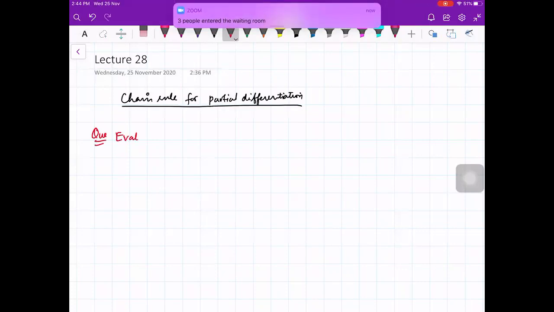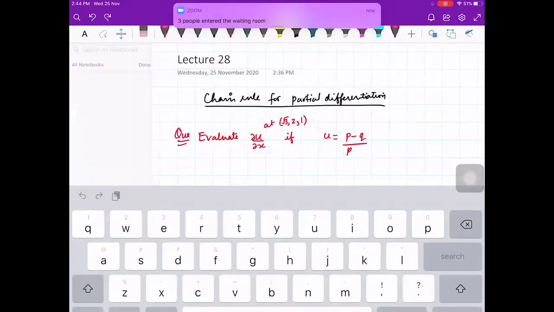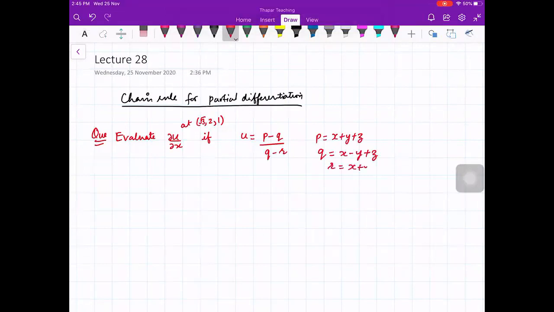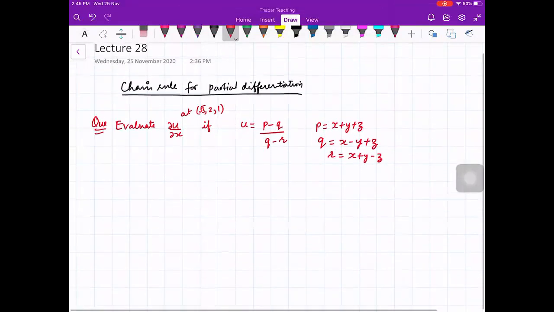Evaluate ∂u/∂x at the point (3√3, 2, 1), if u is equal to (p − q)/(q − r), and p is x + y + z, q is x − y + z and r is x + y − z, right?